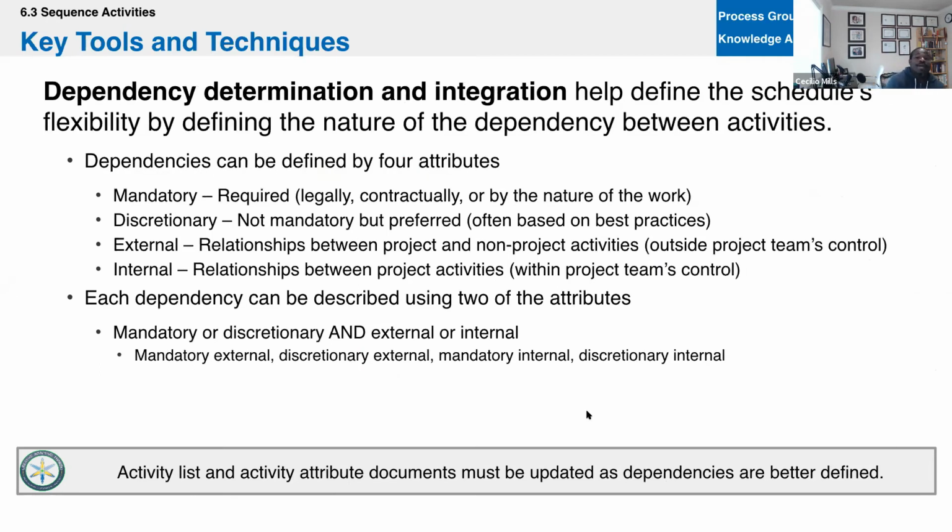Then you have the four dependencies. All right, the four dependencies: mandatory, discretionary, internal, and external. And so you have mandatory dependencies. This is required legally, contractually, or by nature of work, like physically. The idea that you can't frame a house until you've poured the foundation. You can't put a roof on unless you framed it, right? You can't install an application unless you have an OS, like type deal, right? It's all the same. It's a mandatory dependency.